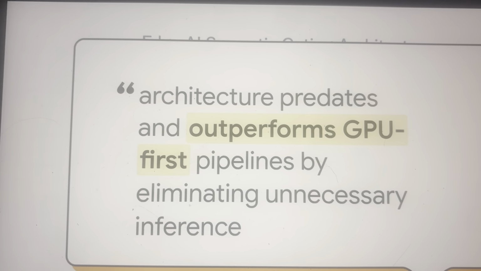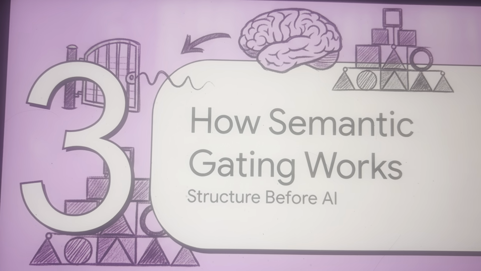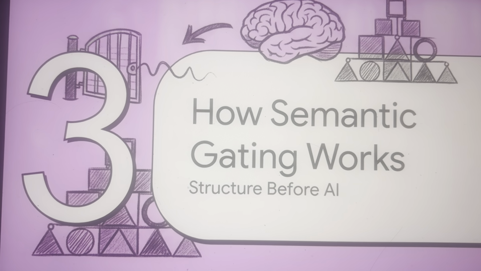It's brilliant. Which brings us to part 3, how semantic gating works, or as I like to call it, structure before intelligence. Let's look exactly at how it achieves this. This isn't just basic image shrinking, folks. This 4-step pipeline executes semantic, load-bearing compression.